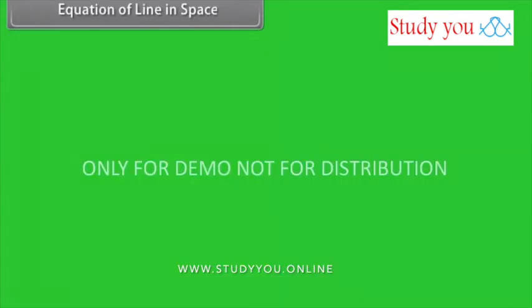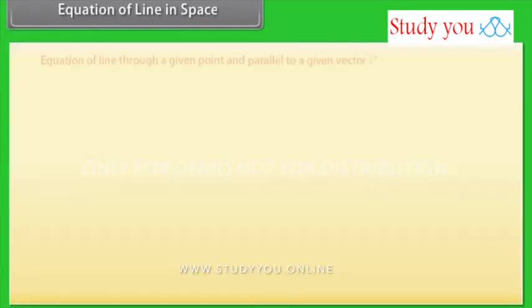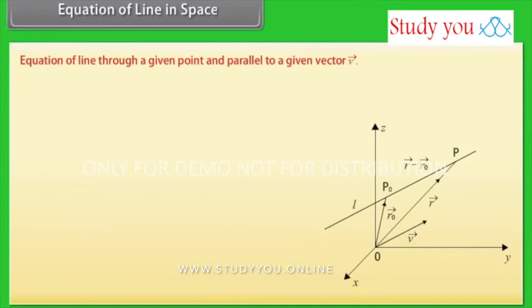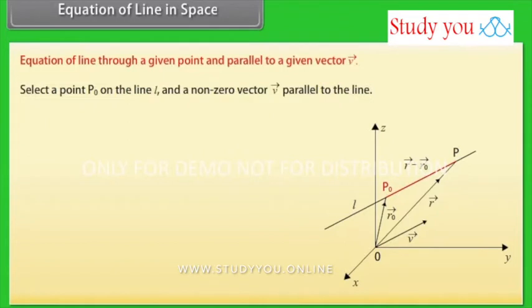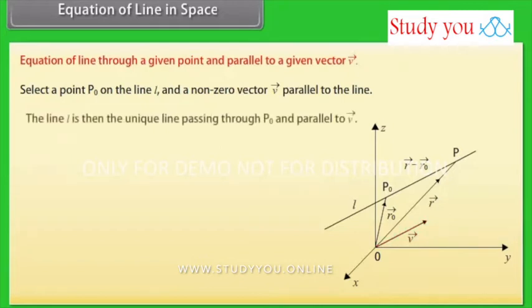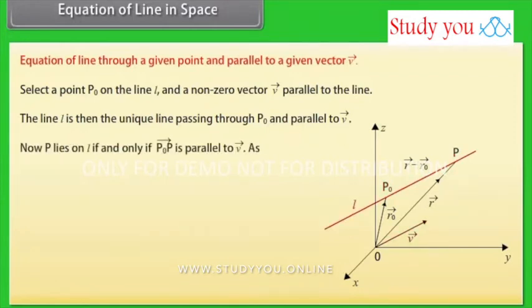Equation of line in space. Equation of line through a given point and parallel to a given vector V. Select a point P0 on the line L, and a non-zero vector V parallel to the line. The line L is then the unique line passing through P0 and parallel to vector V. Now P lies on L if and only if vector P0P is parallel to vector V.